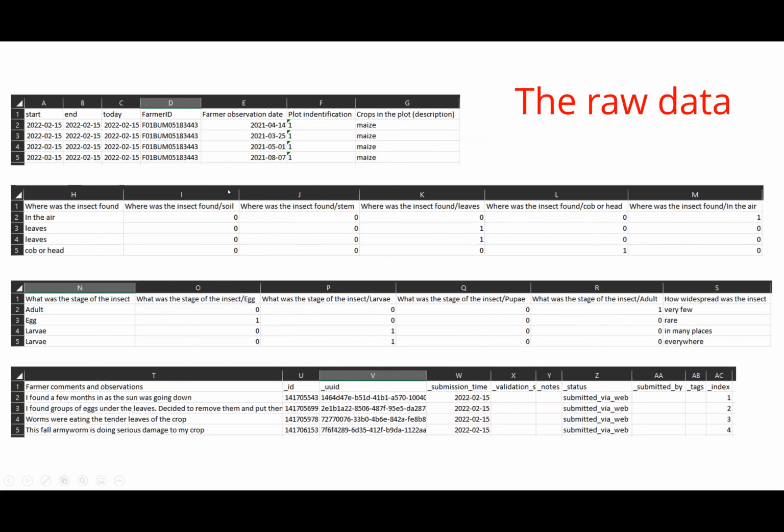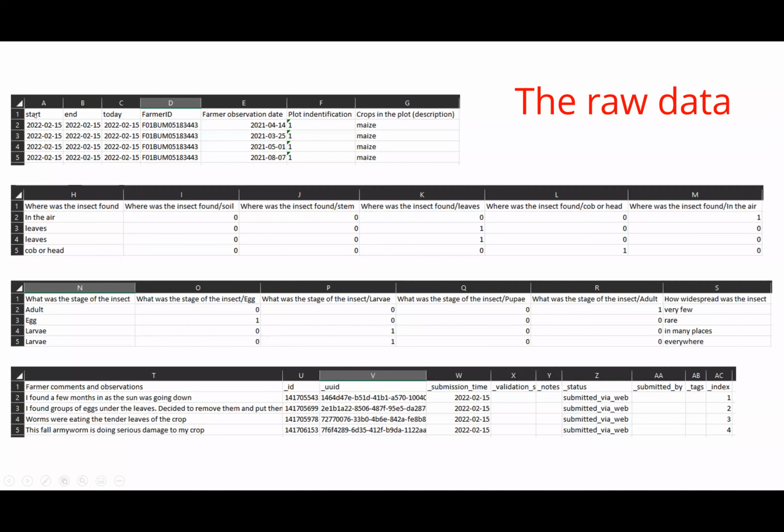And what you see here is what I call the raw data. This is the data that came from ODK into my Excel spreadsheet when I downloaded some of the data that had been collected. And because it was very long, then I cut it into pieces, okay?